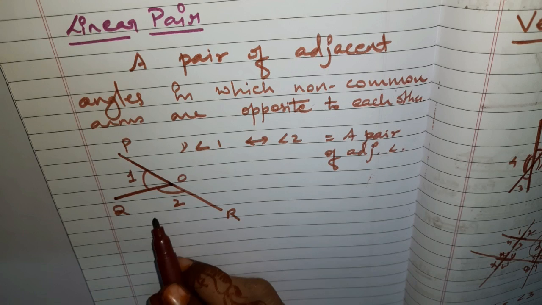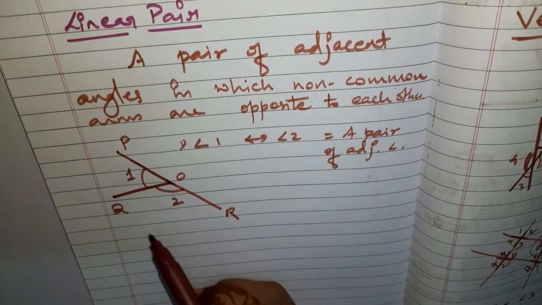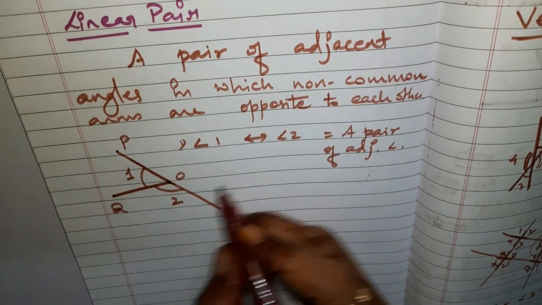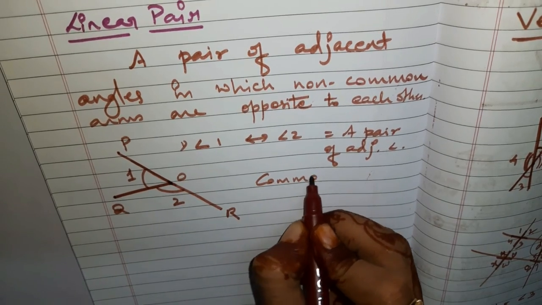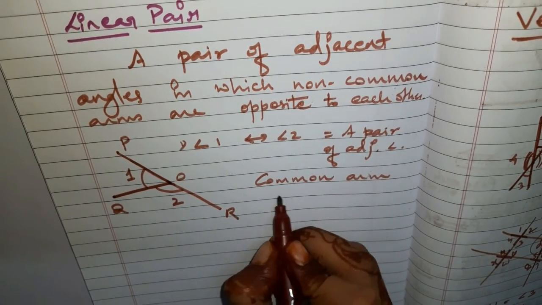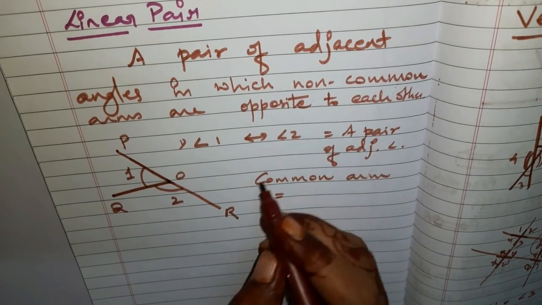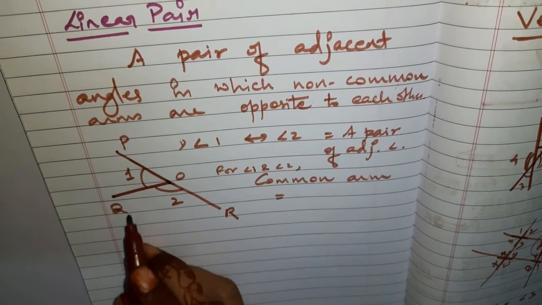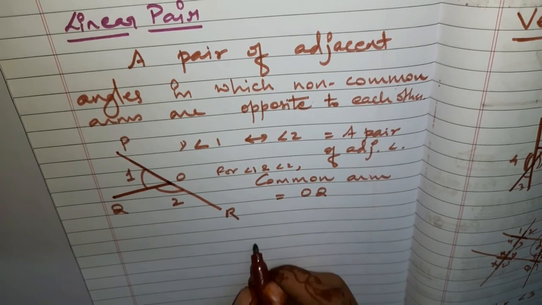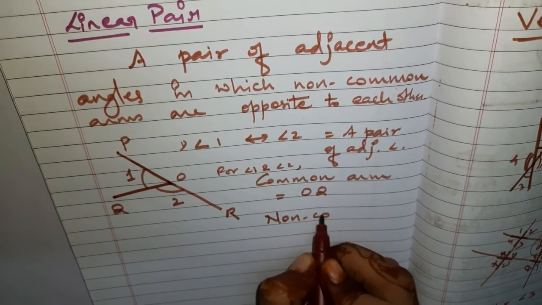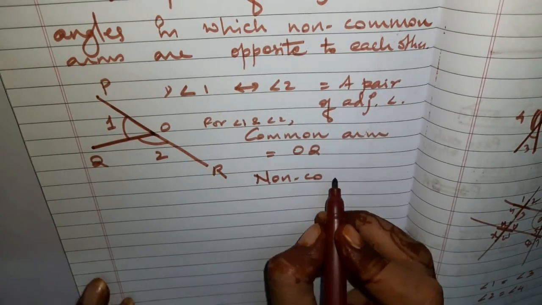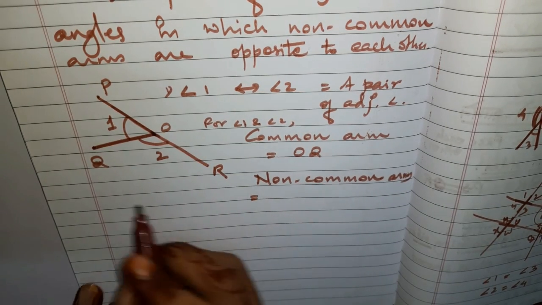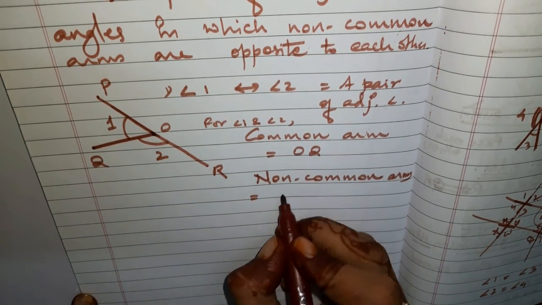Okay, now you can see that angle 1 and angle 2 both are forming a pair of adjacent angles, as well as the non-common arms. Here the common arm is what? Let me write first the common arm. The common arm for angle 1 and angle 2 is what? It is OQ. Okay, then what are the non-common arms? They are PO and OR.